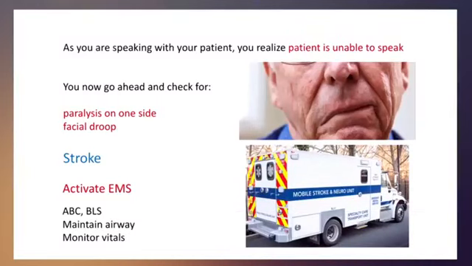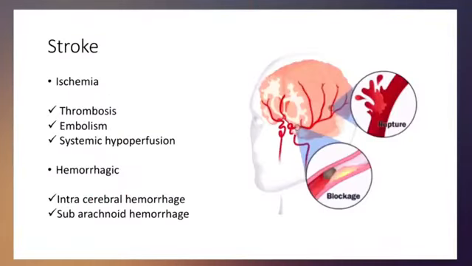In the meanwhile, our job is to make sure to keep this patient awake and alive. Start with airway, breathing, circulation, basic life support, maintain airway, and monitor vital signs. Let's quickly refer to stroke. There are two kinds of stroke, ischemic and hemorrhagic. It's important to know the difference because the management depends upon what type of stroke the patient has.